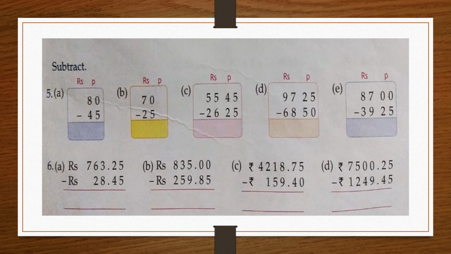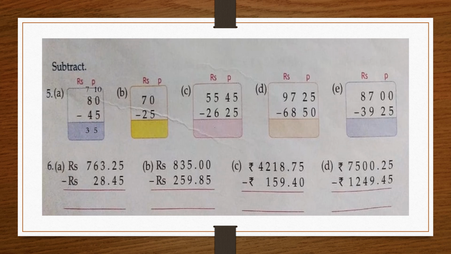So from 0 you cannot subtract 5. So you will take 1 from it. It will become 10. You will take 1 from the 8, so it will become 10. Now 10 minus 5 is 5 and 8 will reduce to 7. So 7 minus 4 is 3. So what is the answer you will get? You will get the answer 35 paisa.